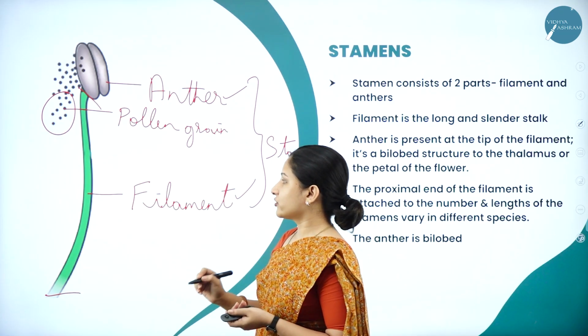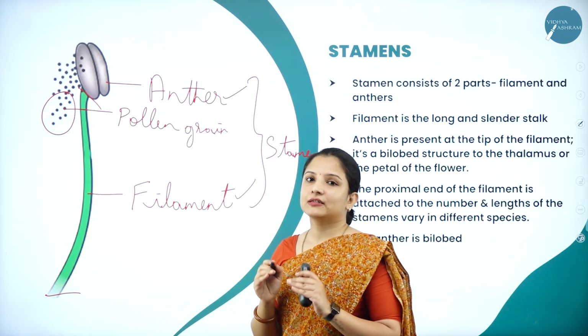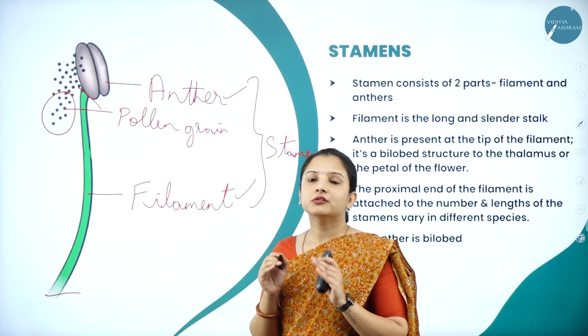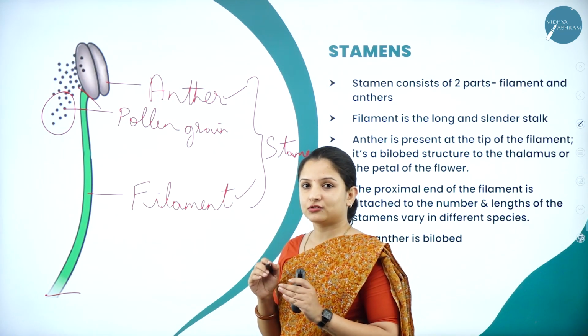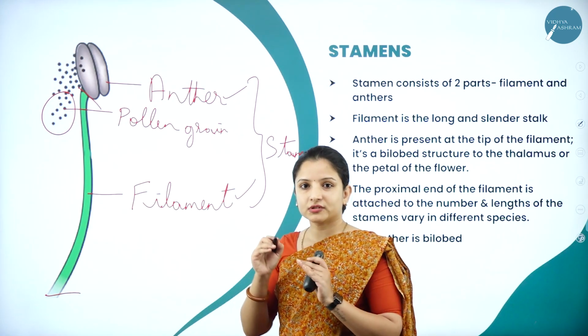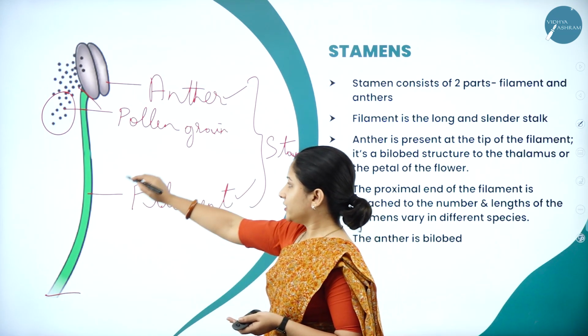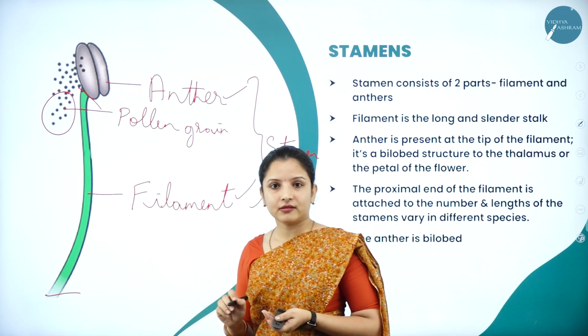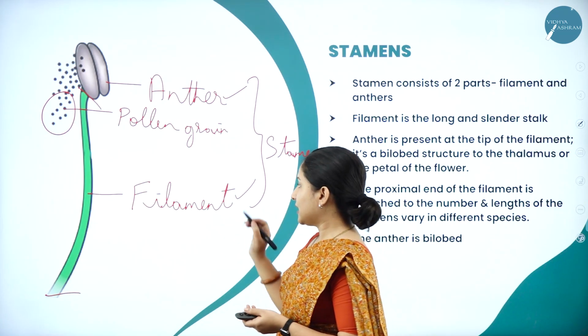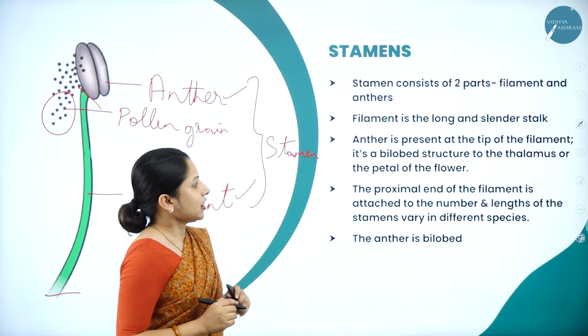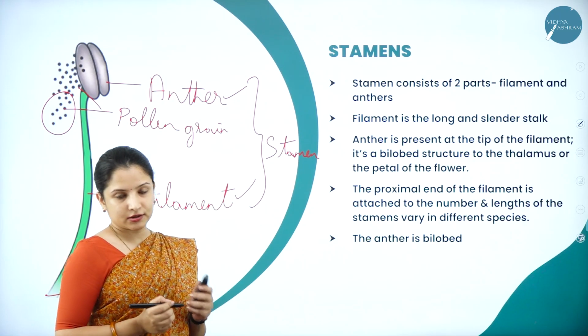So that is the structure of the filament. It is long and slender, and you can also call it a stalk. Why is it a stalk? A stalk is something which holds another thing, right? So here the filament is holding the anther in its place. That is why the filament is a long and slender stalk.